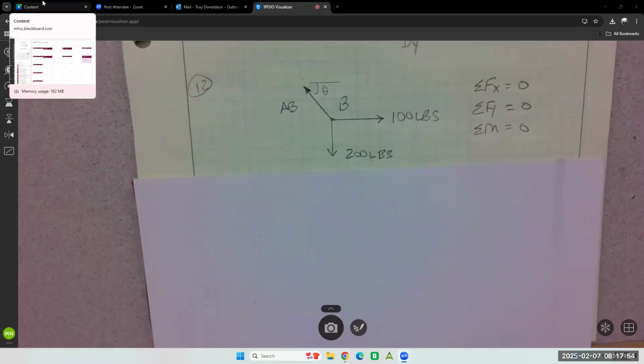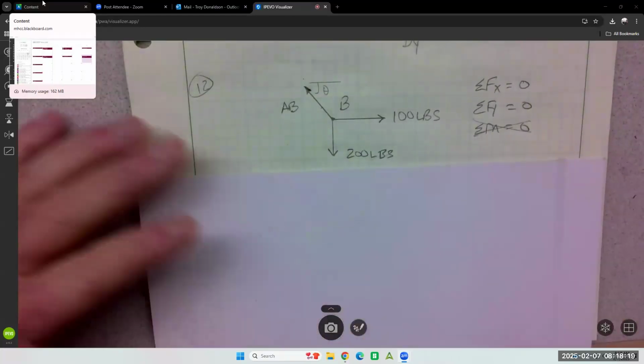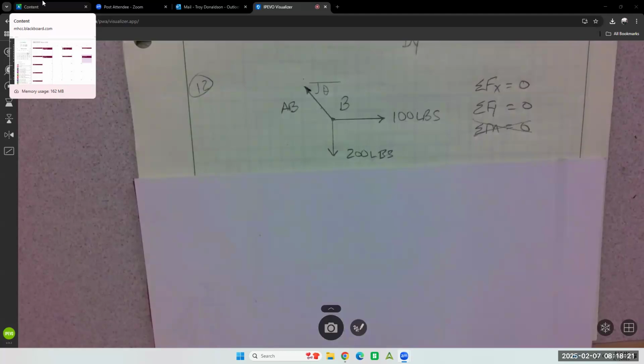What do we know about concurrent force systems and moments? There's no rotation. You have to have distances to get rotation, right? So the 100 pounds does not create rotation about point B. The 200 pounds does not create rotation about point B, it goes right through it. And AB does not create rotation. So this is unnecessary in a concurrent system. We won't use it. It's all about the forces in the X and forces in the Y.